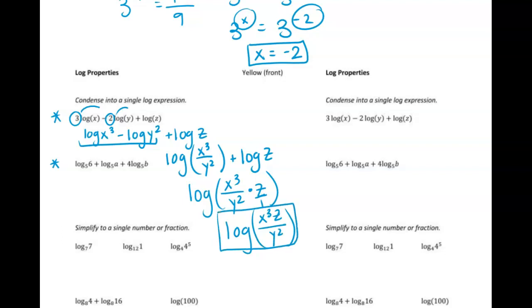I'm actually not going to do this second one, partly because I'm out of room and partly because it's very similar.